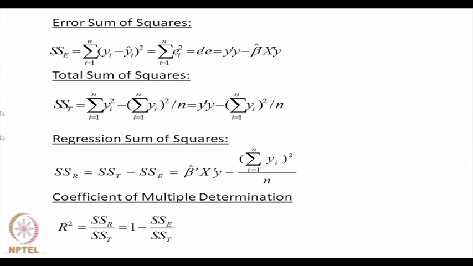The ratio of regression sum of squares to the total sum of squares tells us how much our regression equation explains the variation. That is called SSR by SST. SSR is how much is explained by our regression model, but the actual sum of squares is SST, the total sum of squares.